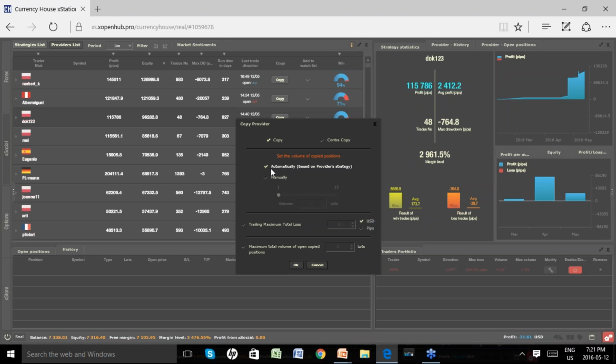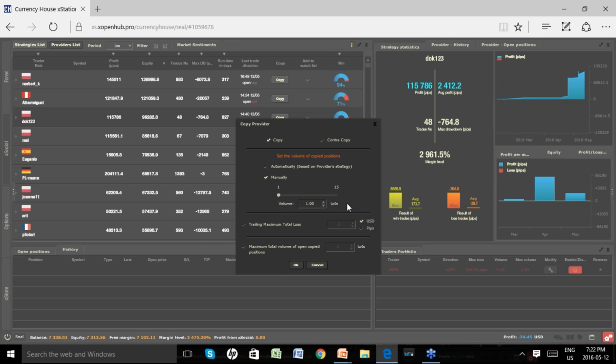Automatically based on provider strategy would do that. So if you press automatically, that means that you're trading exactly what this trader is. If you trade manually, this means that you're trading to a maximum degree, so you're only trading a minimum of one lot. That's something that I wouldn't tend to recommend either. This means that the trader generally trades pretty high percentages whenever they trade, so the system is automatically locking you out of marginally copying the trader below one lot. So that's something else you should consider.